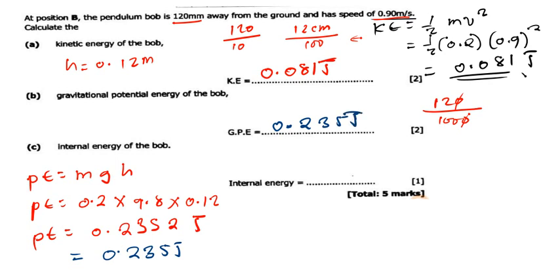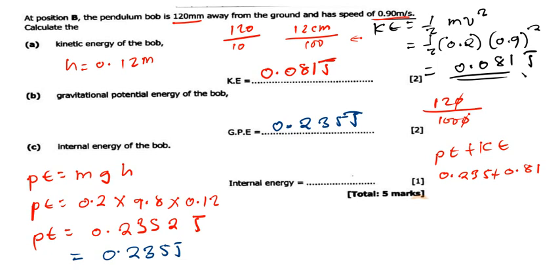Now I'm going to go to part C. It is asking me to find the internal energy of the bulb. Internal energy is basically the total energy that we have in the system. So in this case, the internal energy is potential energy plus kinetic energy. Potential energy is 0.235 plus kinetic energy is 0.081. So if we add this, what are we going to get?